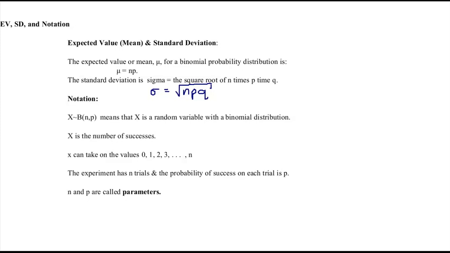The experiment has n trials, and the probability of success on each trial is p. And these n and p, these are what we call our parameters. They just kind of define our binomial distribution, and they'll be important because we need those to plug into the calculator and get out correct values.